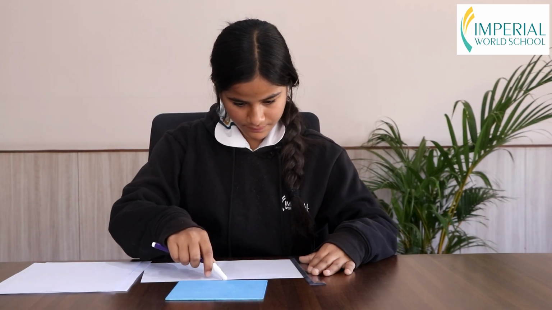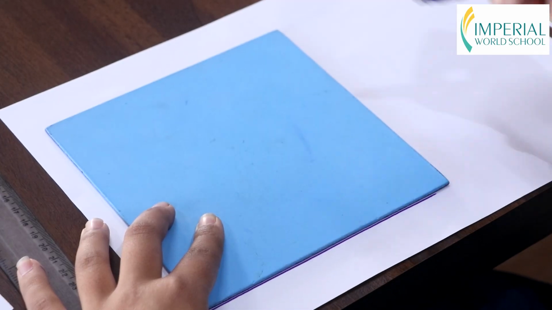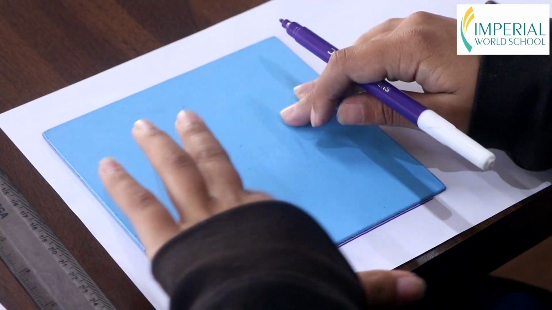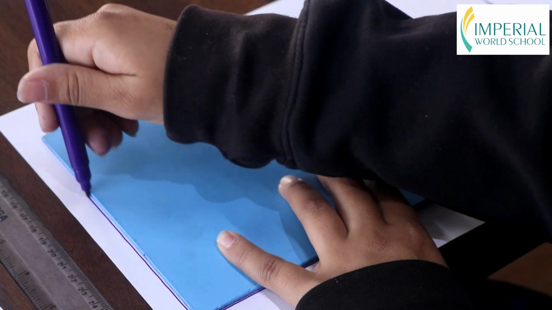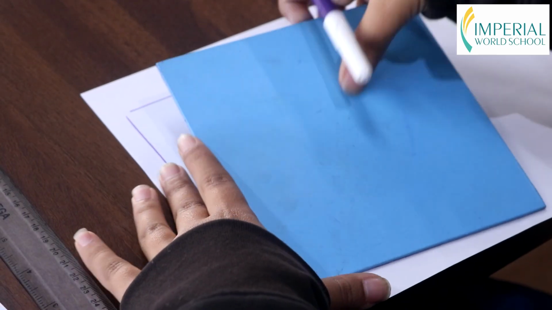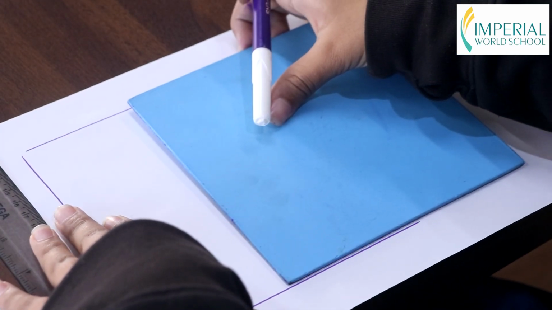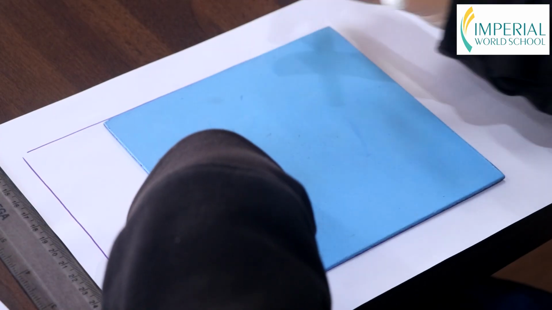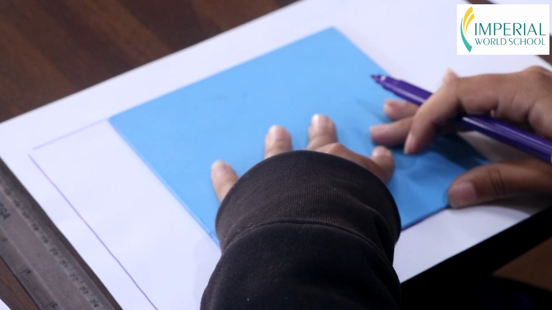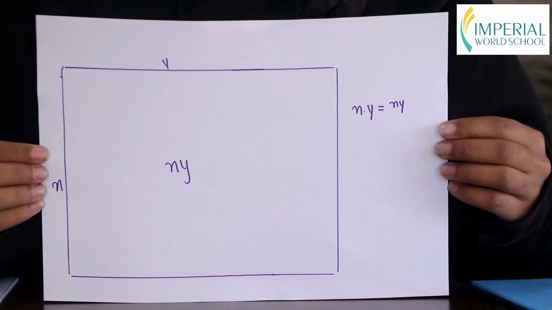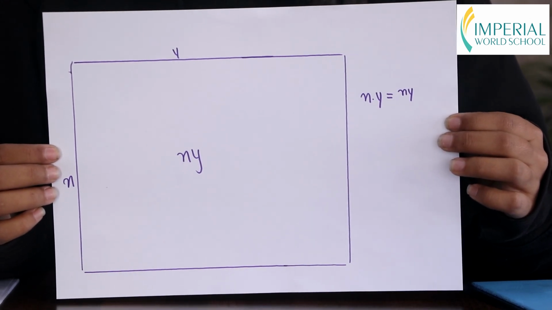Now I'll be drawing it on the paper. You can see that the area of this rectangle is xy. Now I'll be showing you how to do binomial by monomial. I'll be folding the paper now.